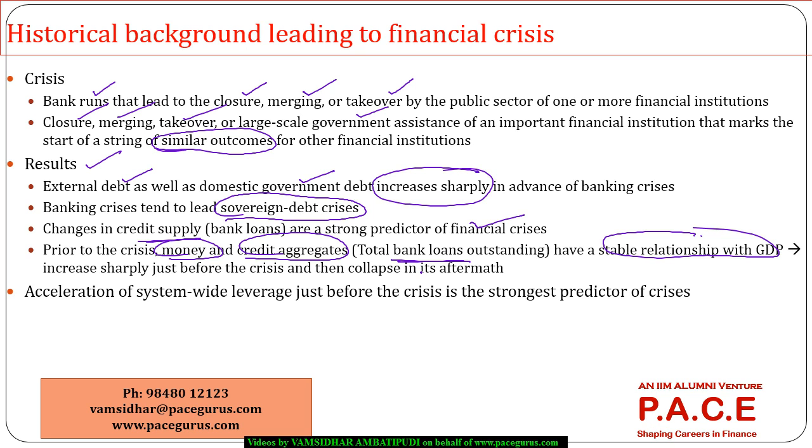Heavy collapse in these numbers is typically observed, which is also another major result that comes out of the financial crisis. So, the acceleration of system-wide leverage just before the crisis. You find that huge leverage-based transactions occur across the system just before the crisis. So from this also we can very well make out that a big financial crisis is on the corner. These are some of the things that we really need to be looking at.